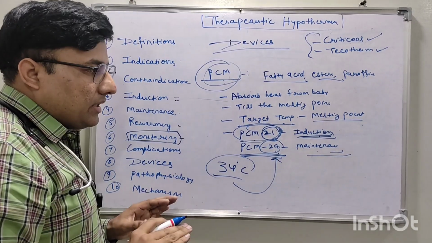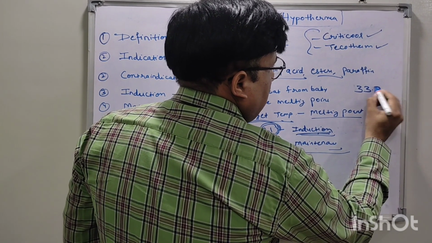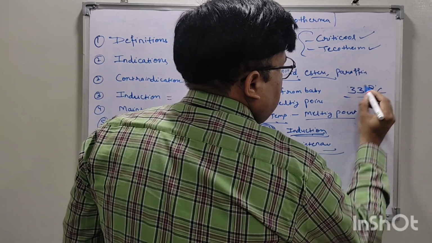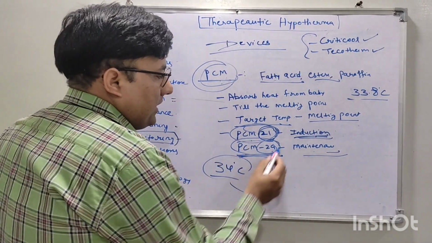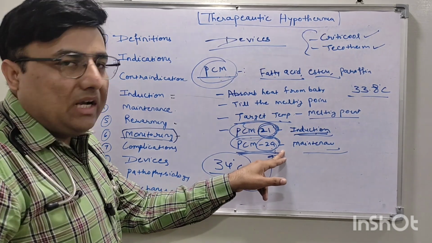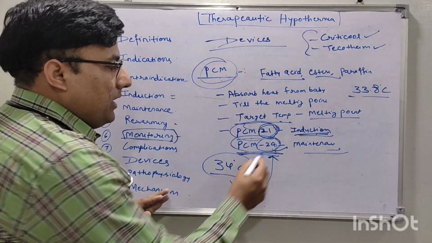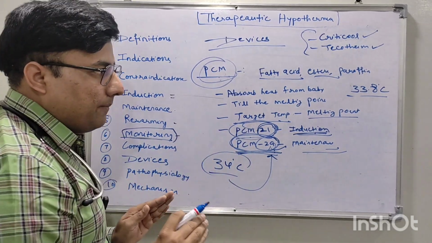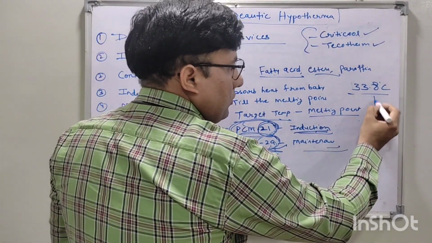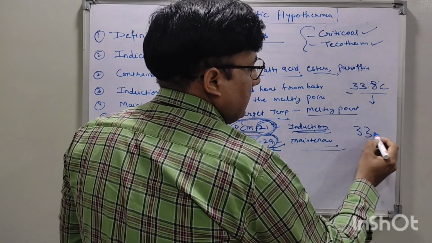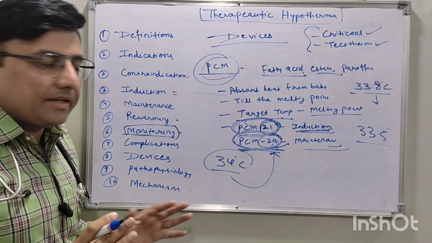After that, we have to monitor the temperature. If the temperature is going above 33.8 degrees Celsius, meaning the temperature is going up, in that condition we have to check whether PCM 29 has melted or not. If it has melted completely, we can change the PCM 29. If the PCM 29 condition is good, then we can put PCM 21 also to reduce the temperature to 33.5 degrees Celsius. We have to adjust like this.